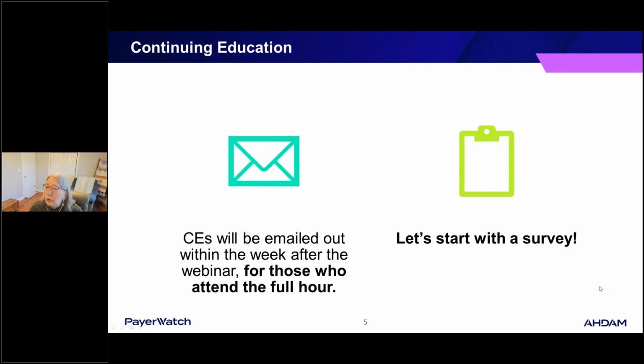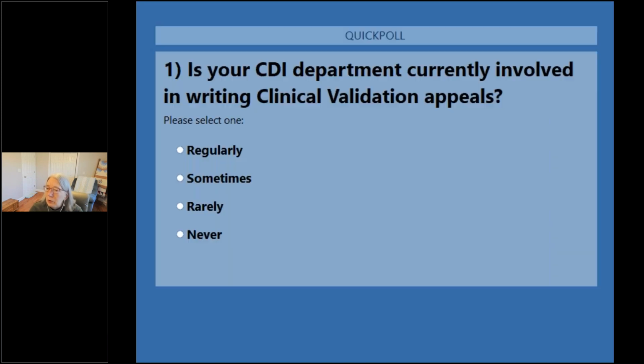Okay, so I'm going to go ahead and launch the first poll. Is your CDI department currently involved in writing clinical validation appeals?